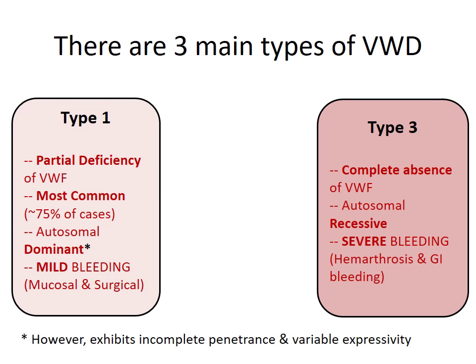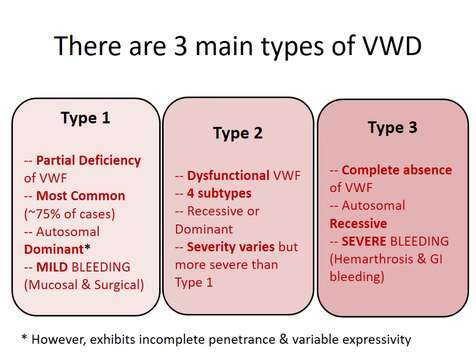Type 3 is the complete opposite, so it's due to complete absence of von Willebrand's factor. It's inherited autosomal recessively and results in severe bleeding, sometimes causing spontaneous joint bleeds and GI bleeding. And type 2 is kind of the in-betweener. So type 2 is due to dysfunctional von Willebrand's factor. It can be further divided into 4 subtypes, which are beyond the scope of today's talk. It can be inherited either recessively or dominantly, and its severity varies, but in general it tends to be more severe than type 1.